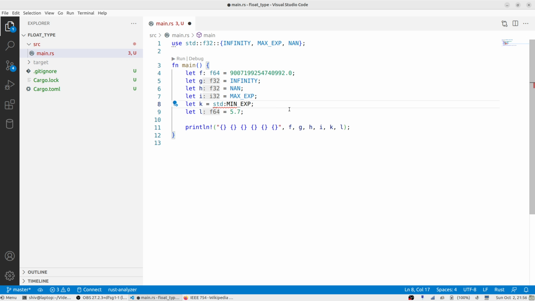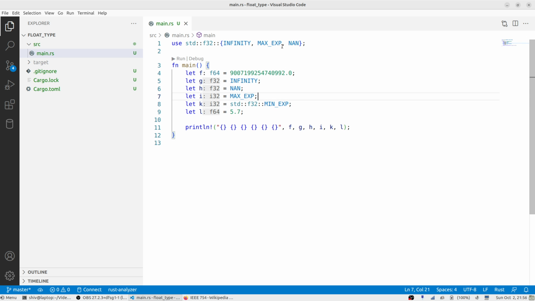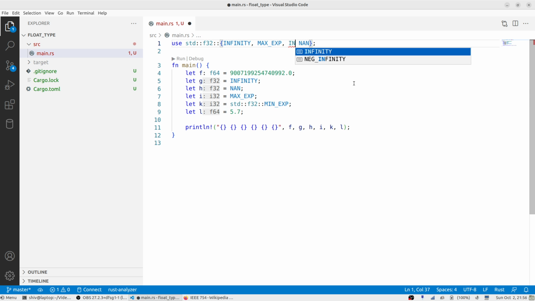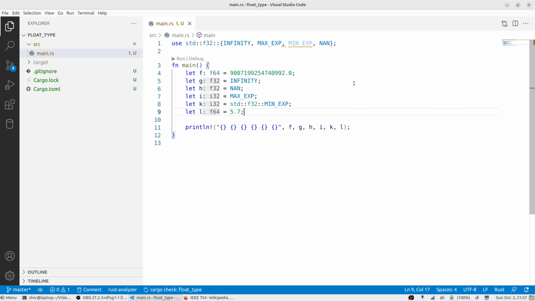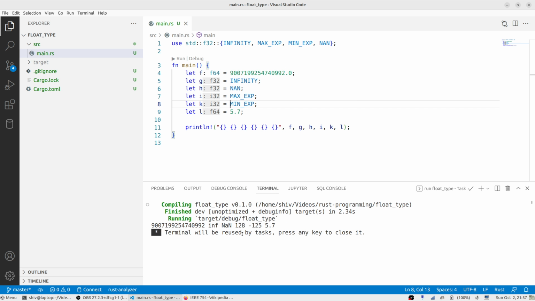So std colon f32 colon min exp. So it has come here. So we can import it, sort of use it here in xp, min exponent, and then we don't need this qualification here. So we can run this right inside Visual Studio. So it will compile and run it. So you see our L is 5.7, minimum and maximum exponents are given here.